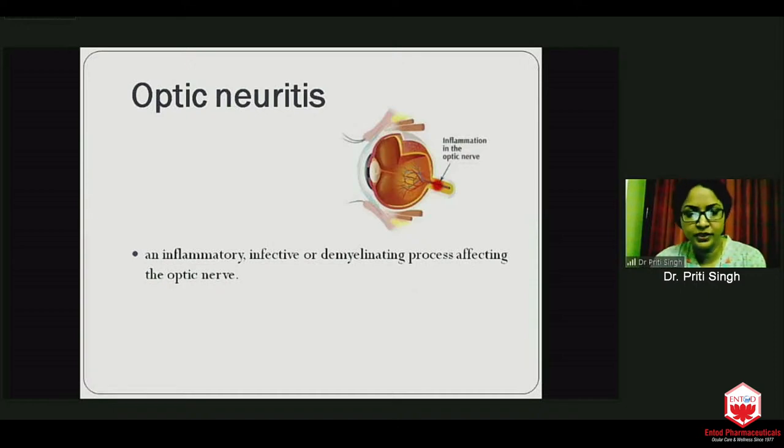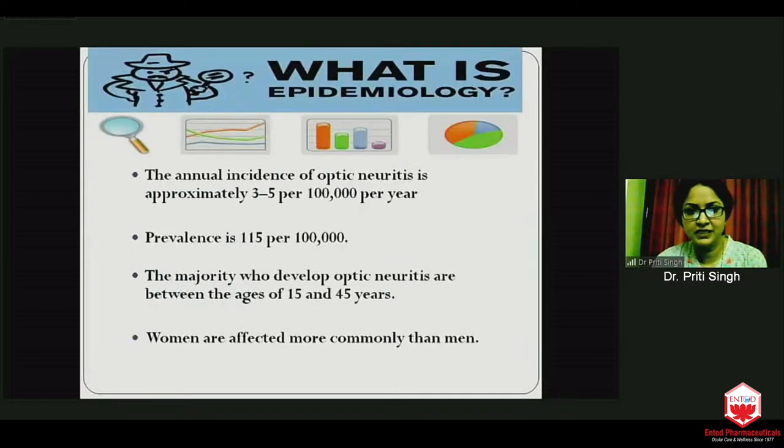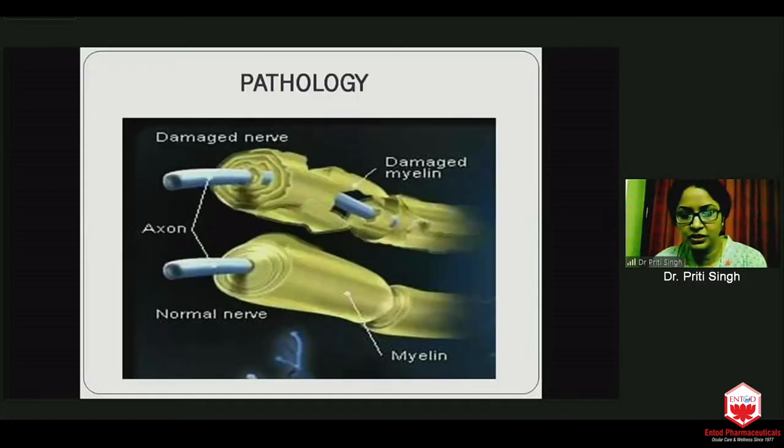We all know that optic neuritis is an inflammatory, infective or demyelinating process affecting the optic nerve. The annual incidence is around 3 to 5 per 1 lakh, whereas prevalence is around 115 per 1 lakh. The majority develop optic neuritis between 15 to 45 years of age, and women are affected more commonly. Demyelination is a pathological process in which normally myelinated nerve fibers lose their insulating myelin sheath, and because of that, a conduction defect occurs.